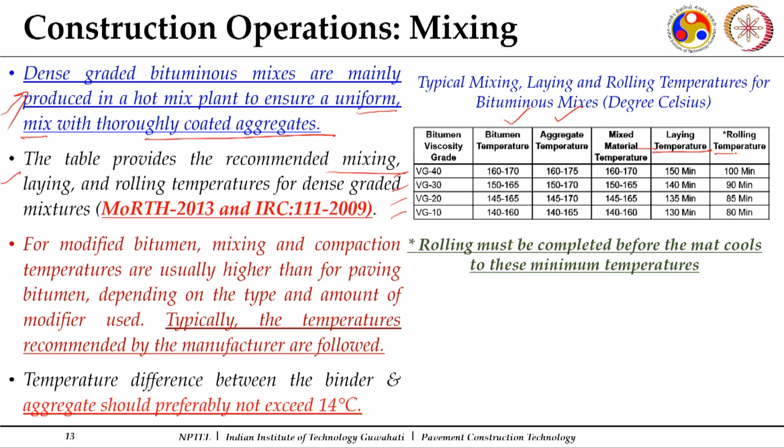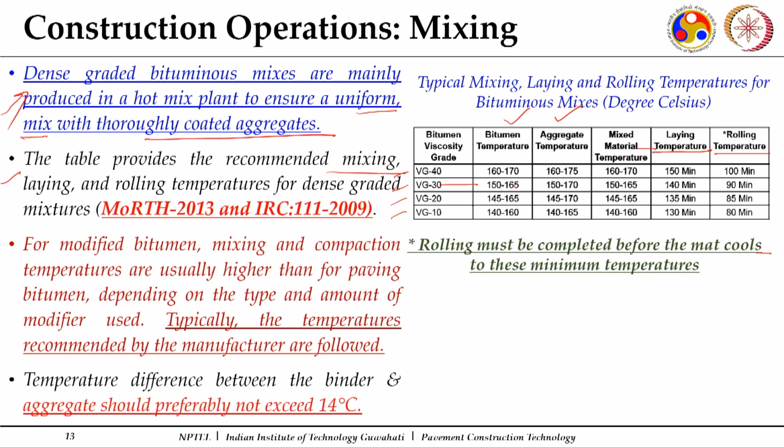And finally, when the compaction is done, there also it mentions that rolling shall be completed before the temperature goes below these temperatures. So, it says rolling must be completed before the bituminous mat cools to these minimum temperatures. We are laying a layer, so we can call it a bituminous mix mat.